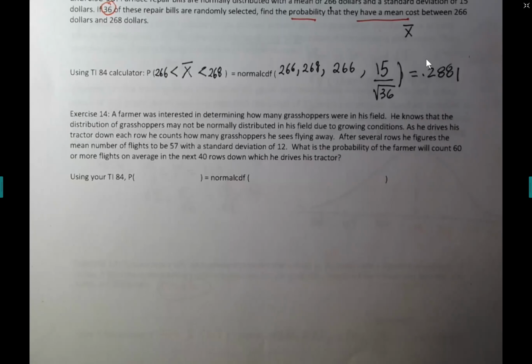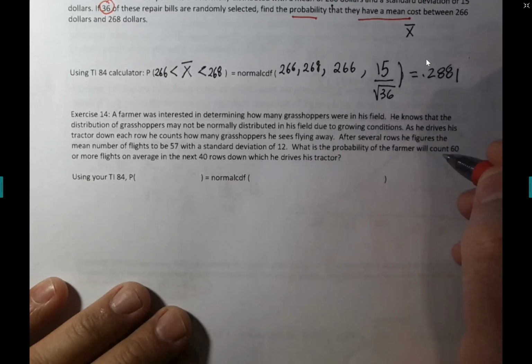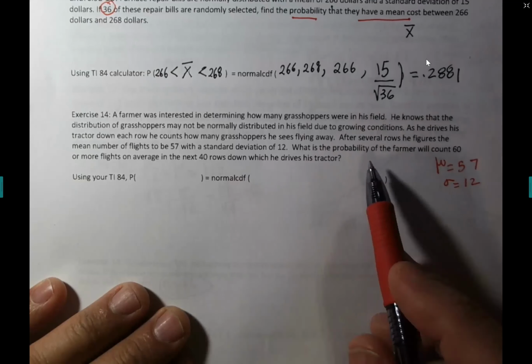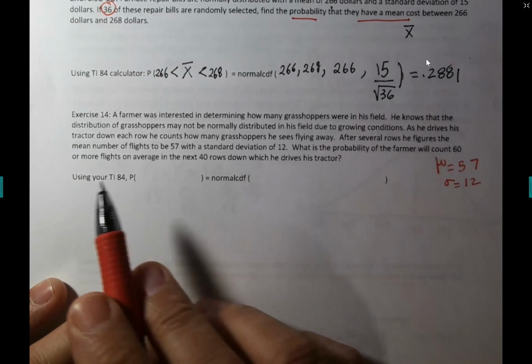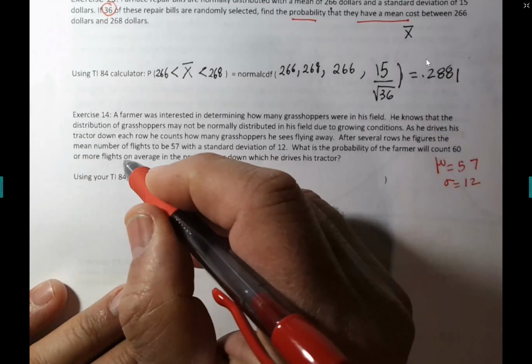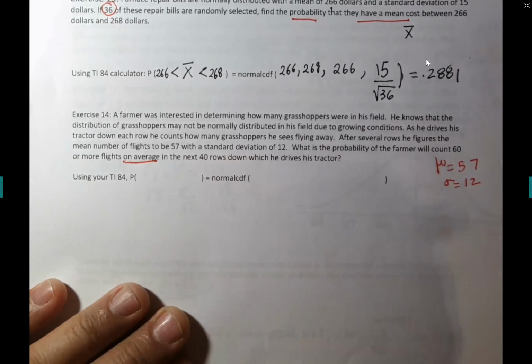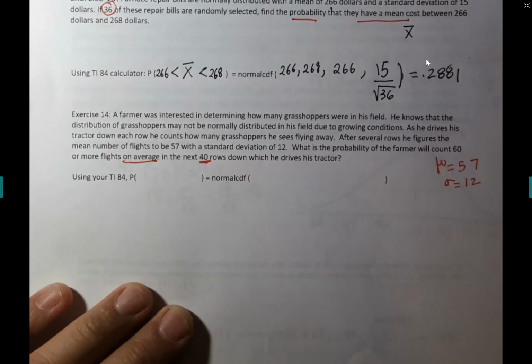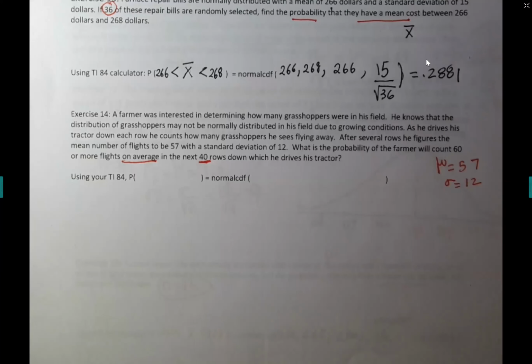After several rows, he figures that the mean is 57 and the standard deviation is 12. What is the probability that the farmer will count 60 or more flights on average? That means the sample mean on average in the next 40 rows. Can someone tell me what does 40 stand for? What symbol would 40 be used for? What do you guys think?